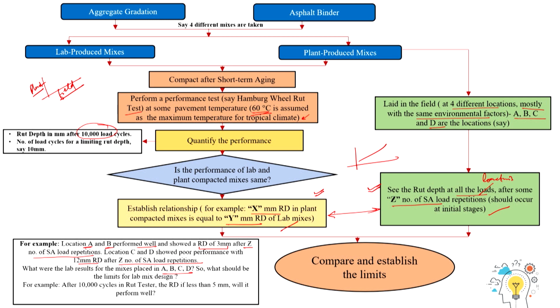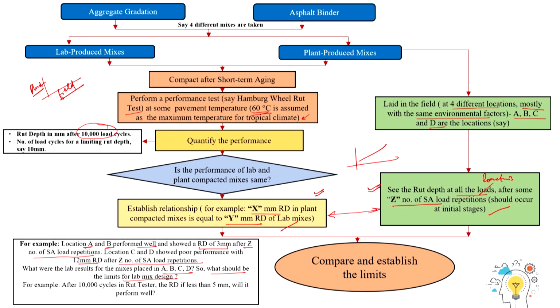This is what I am expecting, but I will get a different value. Maybe the rut depth after 10,000 load cycles will not be 3 mm, it will be some other value. Okay? So, I will look at that particular value: when we have good mixes in the field, what is the corresponding rutting value in the lab. So, using that, what should be the limits for lab mix design. So, this is what I am going to develop.